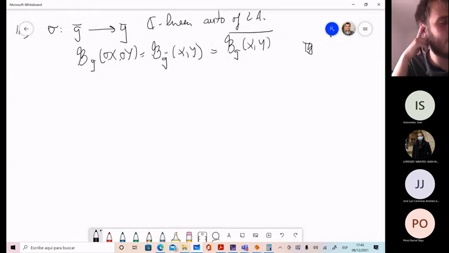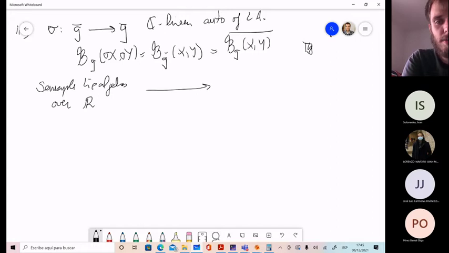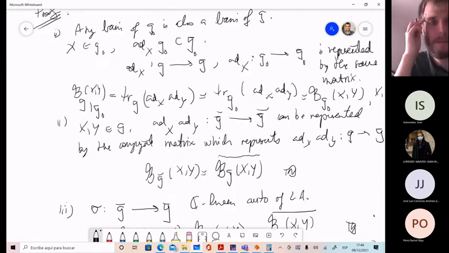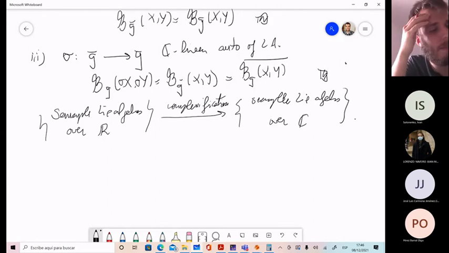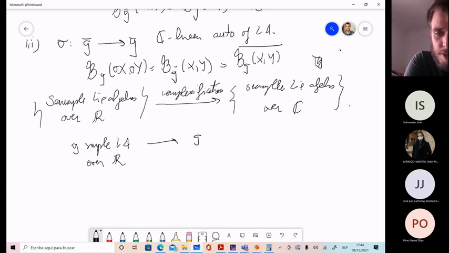Okay. So, we start with semisimple Lie algebras over R, and we have just seen that if we complexify, then we keep obtaining semisimple Lie algebras over C. Okay, this is a consequence of the first statement. So now we will ask ourselves what happens with simple Lie algebras. Okay, so the question is now: start with G a simple Lie algebra over R, and now take the complexification.